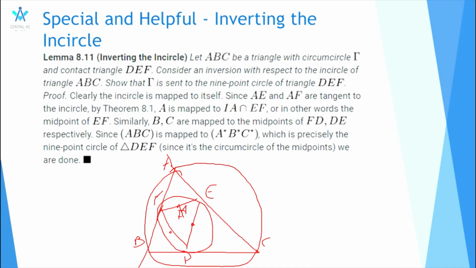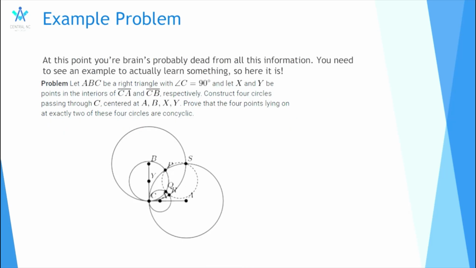So now, the circumcircle gamma, the circumcircle of ABC, is going to be inverted to the circle of A prime, B prime, C prime, okay? So now, A prime, B prime, C prime is the circumcircle of the midpoints, but by definition, that's the 9-point circle of DEF. So that means we're actually done. Yay. Alright, so now your brain probably hurts.